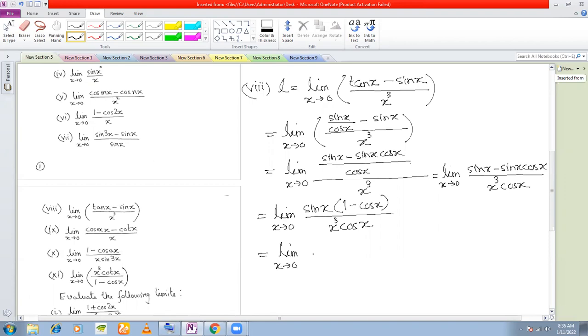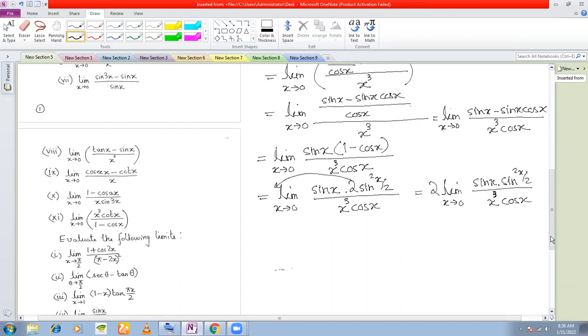2 sine square x by 2. So you can write sine x into 2 sine square x by 2 divided by x cube cos x. You can take this 2 out of this limit. Twice limit x tends to 0 sine x into sine square x by 2 divided by x cube cos x.